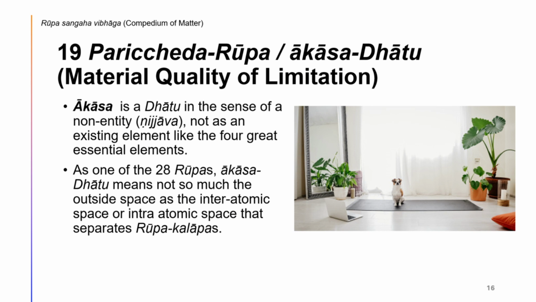What your YMBA text says is that it separates the material groups of rupa, or rupa kalapas. It is a void region where the four great essentials of rupa do not exist. So it's not voidness, it's a void to separate the particles.